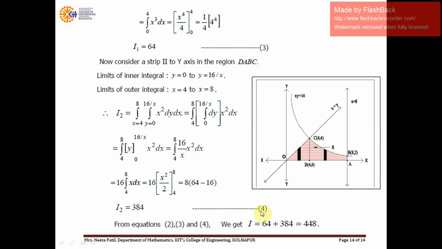Call this equation number 4. Now from equations 2, 3, 4, we get I is equal to I1 plus I2, value of I1 is 64, value of I2 is 384. So you get the answer 448. So this is the answer for the given integral. Hope all of you understood the procedure and the examples over the given region.